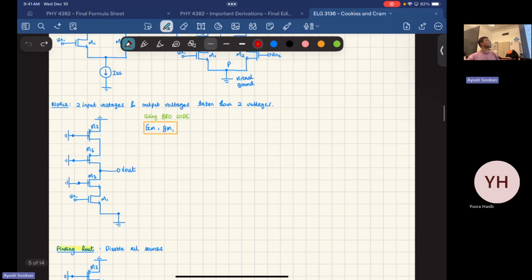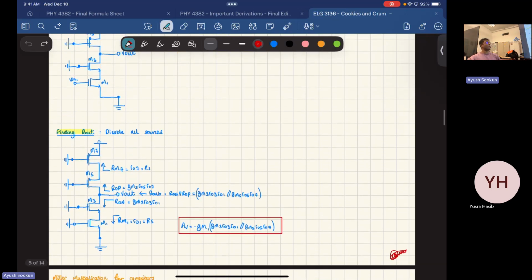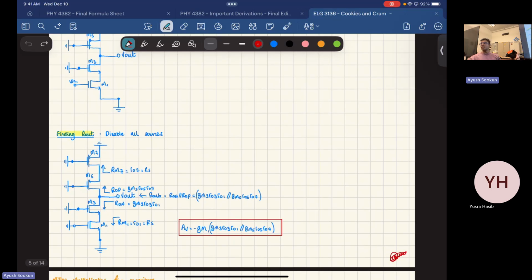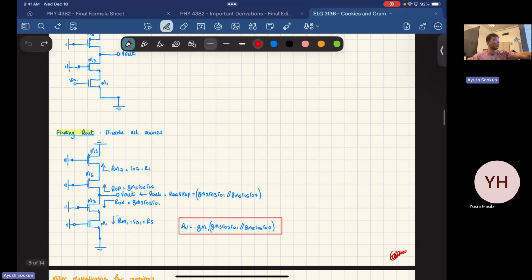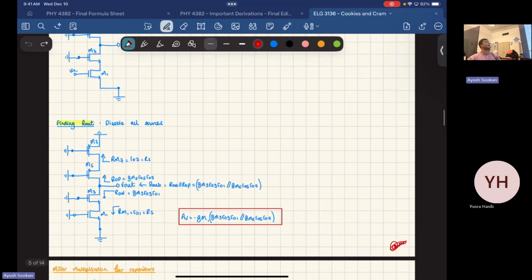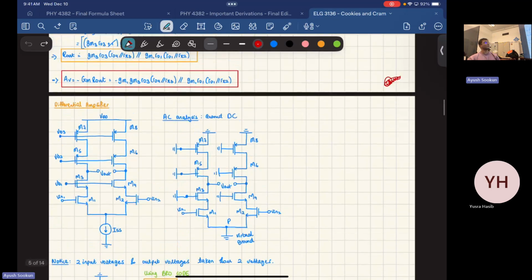Again, we just calculated and showed that GM equals GM1 for this one in the previous question. It's the same thing. I'm not going to write this down. You guys know how to do that. We're just going to go straight to R out. Any questions on how to find R out here? It's not that complicated. It's the same thing as before. So minus GM times R out, that's your gain. And this is how we solve the circuit.